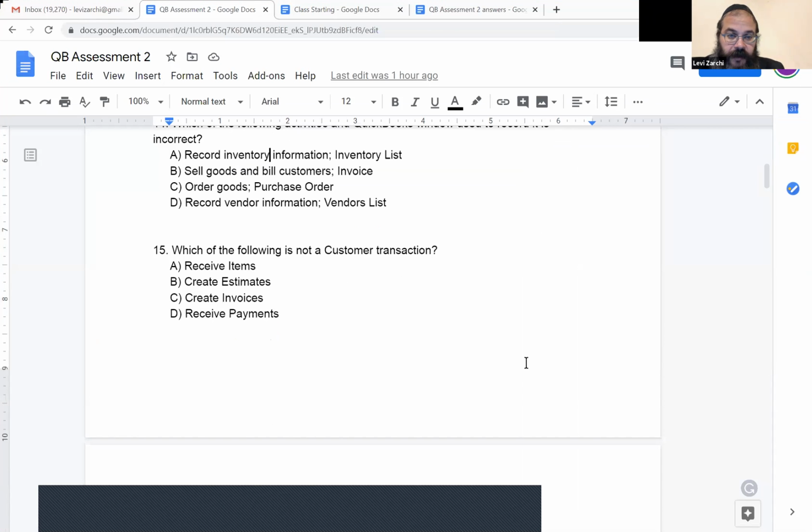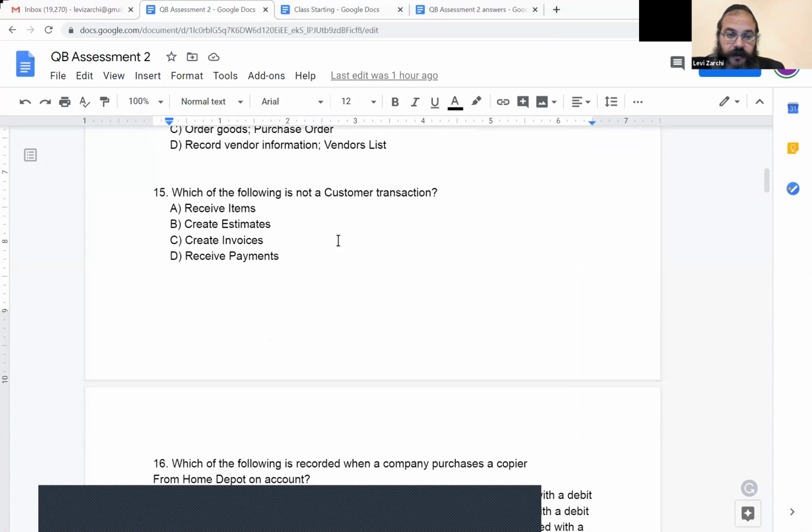Which of the following is not a customer transaction? The answer is receive items. It's again 15. The answer is A. You create an estimate for a customer, you create an invoice for a customer if he puts in the order, and you receive his payments. For the customer, receiving items is from a vendor.